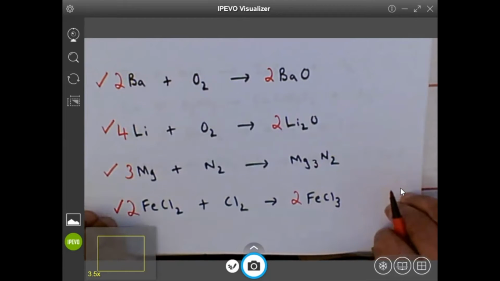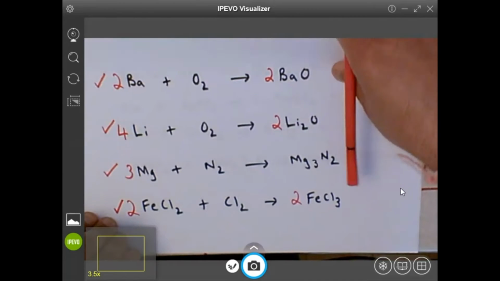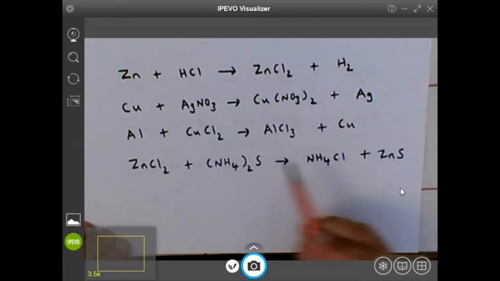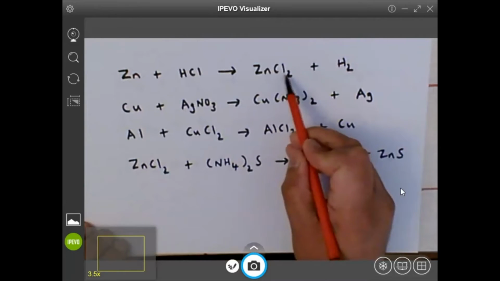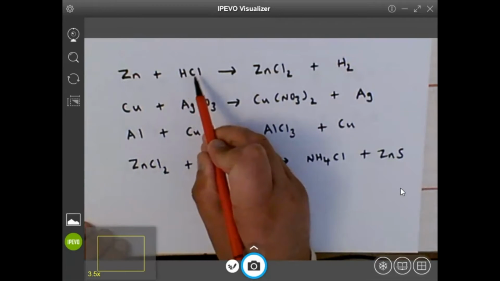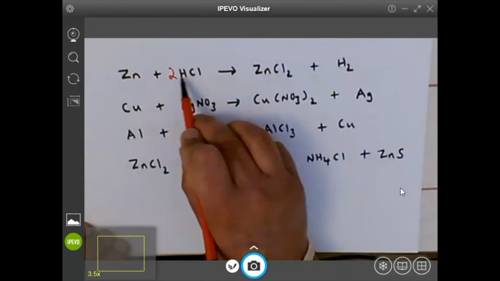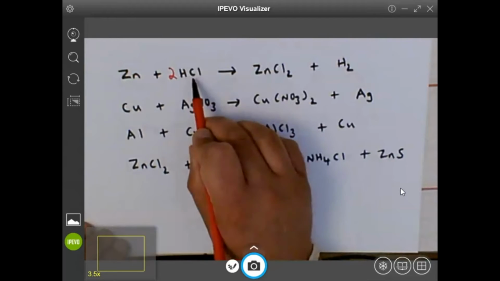Okay, let's look at some more complicated ones. I say complicated, I hope they aren't now, they're coming more naturally to you. So what we've got down here, we've got 2 hydrogens, 2 chlorines. I've only got 1 hydrogen and 1 chlorine there. Let's put a number 2 in front of there. So the hydrogens are balanced and the chlorine.